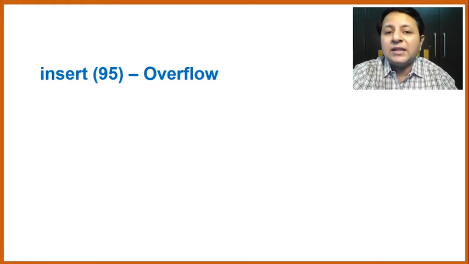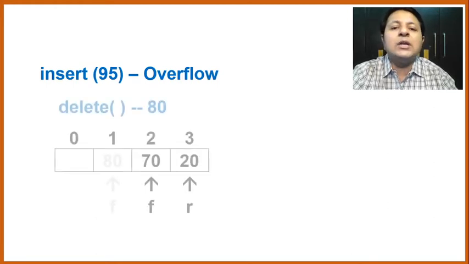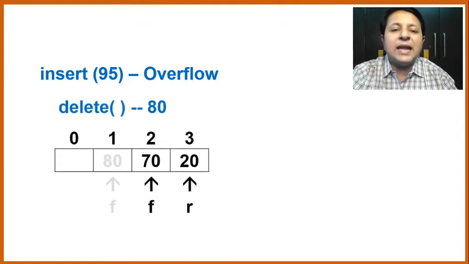So the user may think that the queue is full. Again, it applies one more logic. Suppose I try to delete one element. Let's say I'm deleting 80. The element at F, 80, is being taken away. Your F will be incremented from 1 to 2.